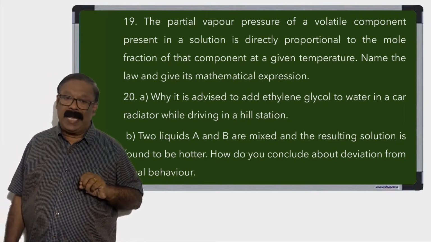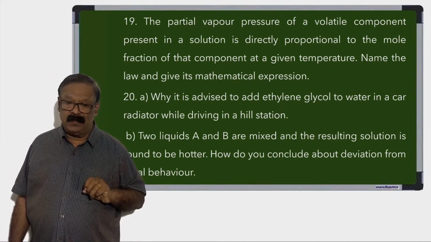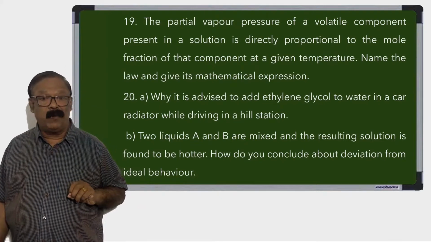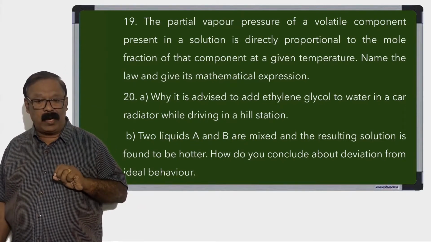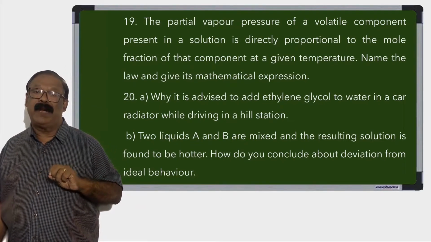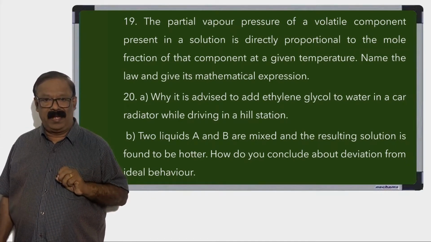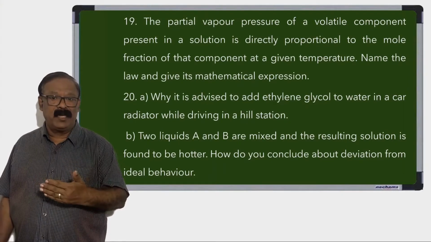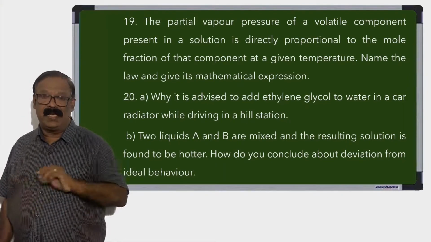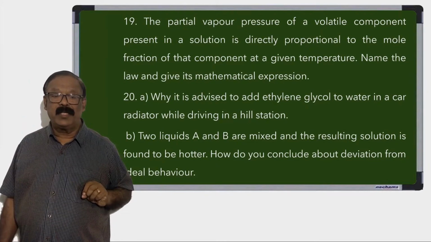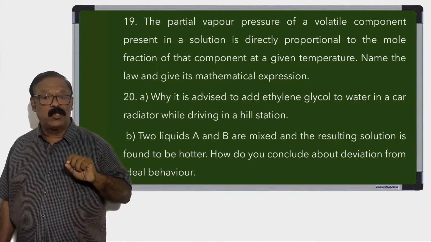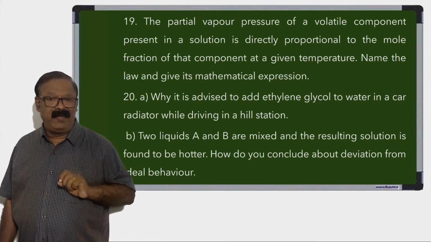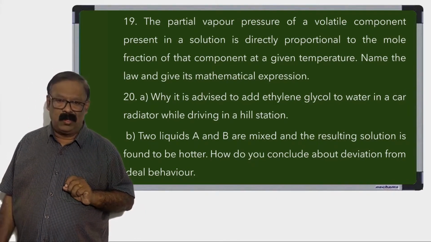Then, two liquids A and B are mixed and the resulting solution is found to be hotter. How do you conclude about the deviation from ideal behavior? The liquid becomes hotter because of new bond formation, which releases energy. New bond formation occurs in the case of solutions showing negative deviation from Raoult's law.